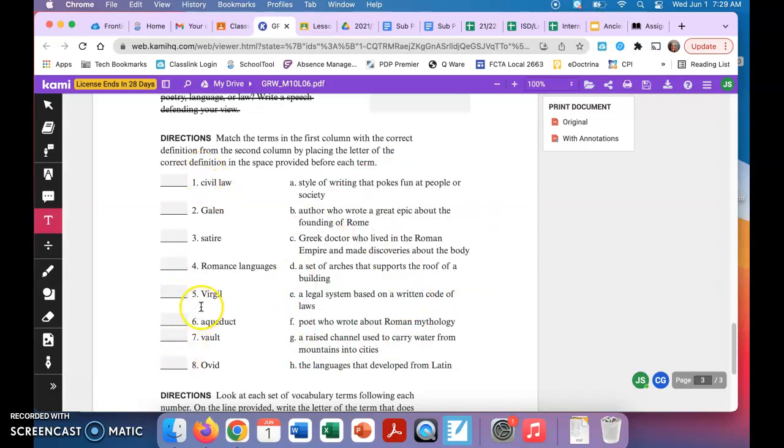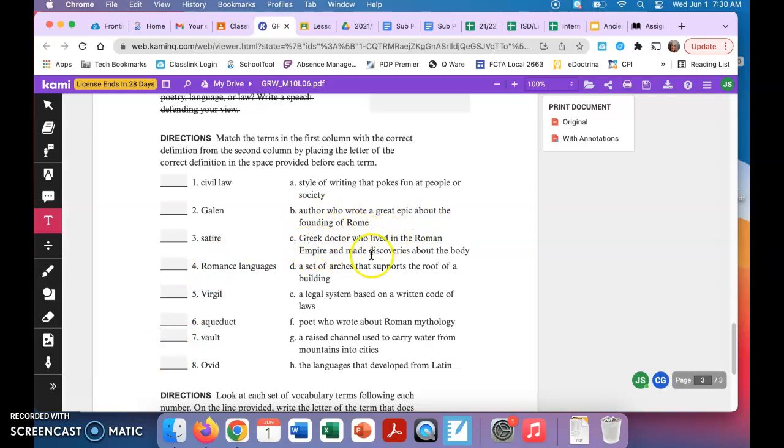So I'm going to read the terms first, and then I'll read the definitions. So we have civil law, Galen, satire, Romance languages, Virgil, aqueduct, 7 is vault, 8 is Ovid. So your definitions are A, a style of writing that pokes fun at people or society. So whichever one of these 8 you think is the correct term, you're going to take the letter A and write it on that line. B, author who wrote a great epic about the founding of Rome.